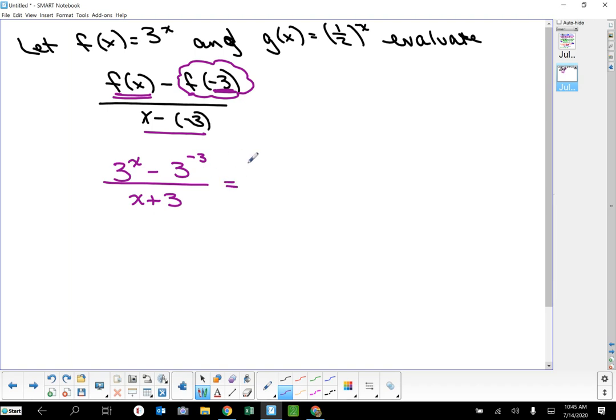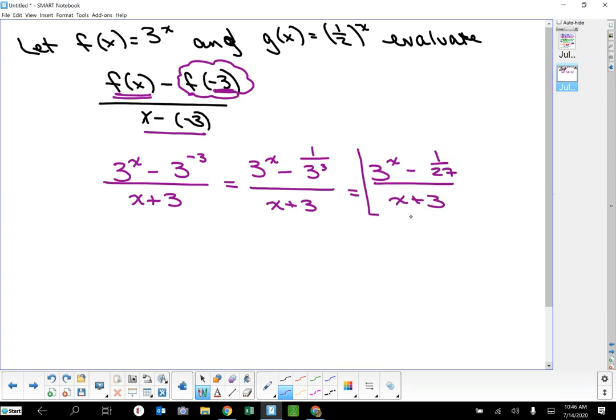All right, so now let's simplify. We have 3 to the x minus 1 over 3 to the 3rd. I was debating just putting 1 over 27, but I thought some of you might get a little bit confused. Okay, and then 1 over 3 cubed is 1 over 27, so 3 to the x minus 1 over 27 all over x plus 3. And that's all you're doing here. You can't combine any like terms. You can't solve for x. You don't know any information. So that's as far as you can actually go.